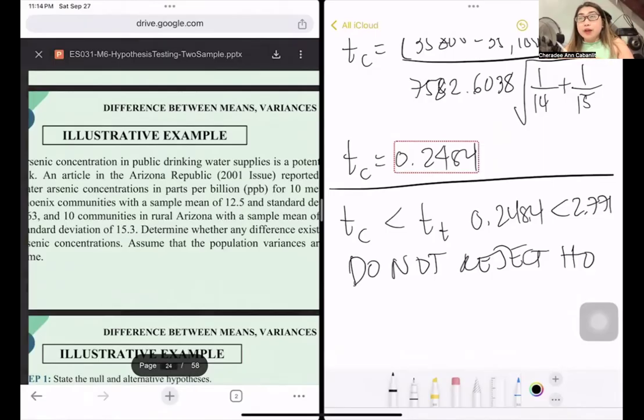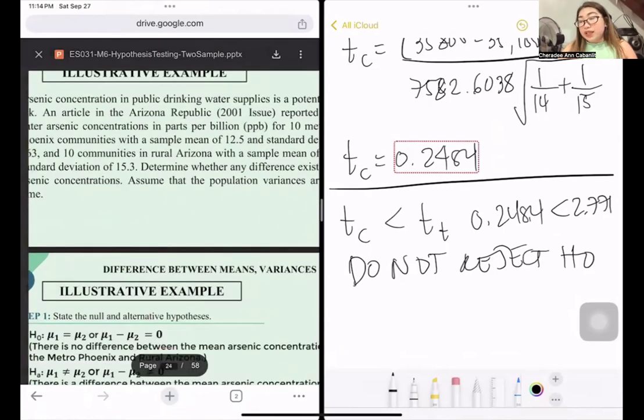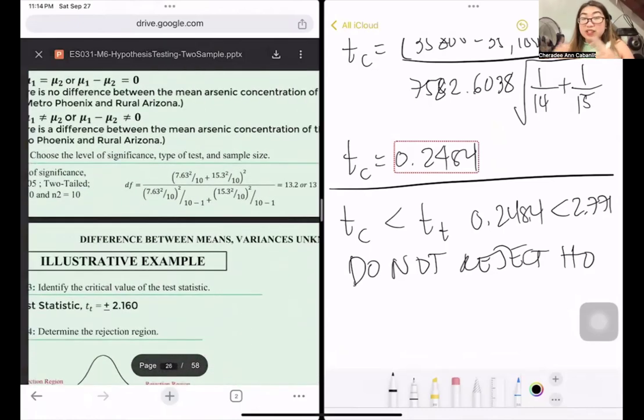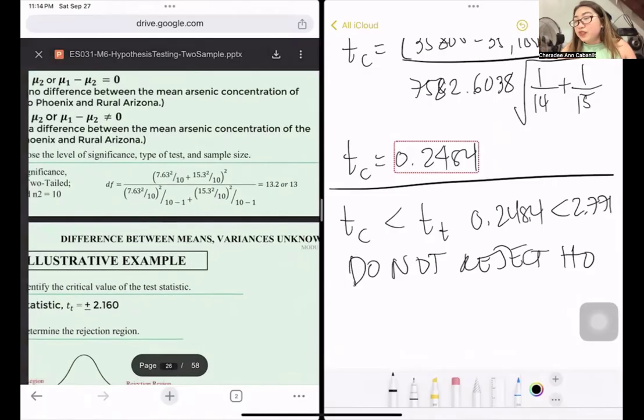There are times that the problem is actually, even though when you computed the DF in a very long method, it's actually similar to the value when you do N1 plus N2 minus 2. But in this sample, it's not that true. So it's not true to all, but somehow it's a trick lang na you can actually check, no? There are times that it happens like that way. The only difference is dako kayo ang variance difference nila, like 7.63 and 15.3. So the variances are really not equal at all. Very obvious. Okay?